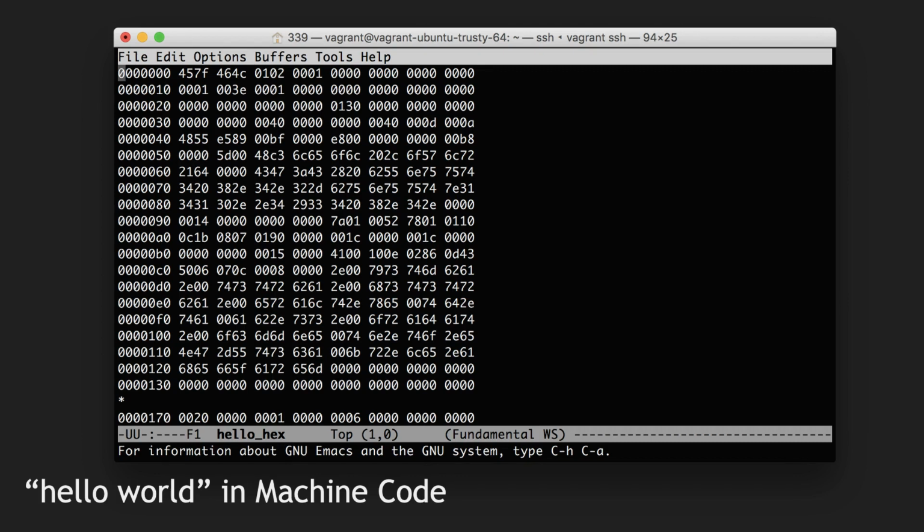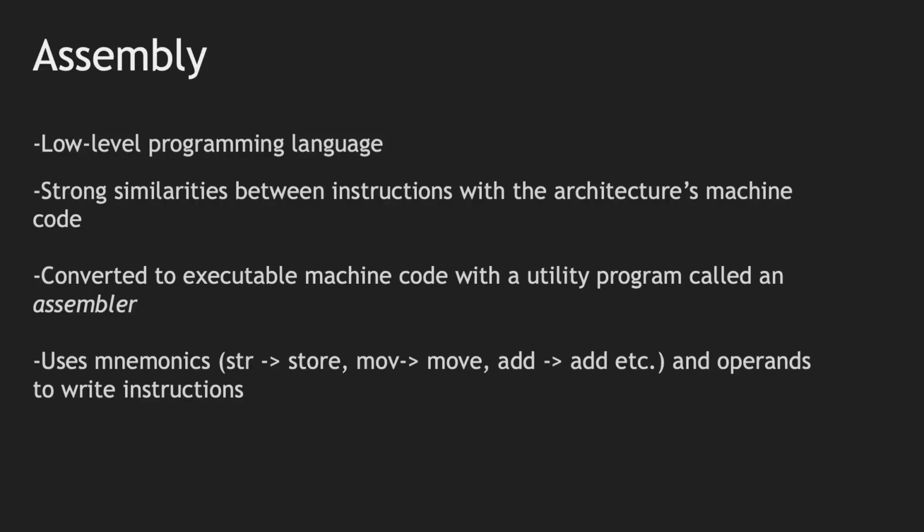In order for us to work on a higher level of abstraction, we use assembly. Assembly replaces these binary instructions with alphanumerical symbols, known as mnemonics. This gives us functionality to work with arithmetic operations, registers, subroutines, and more.